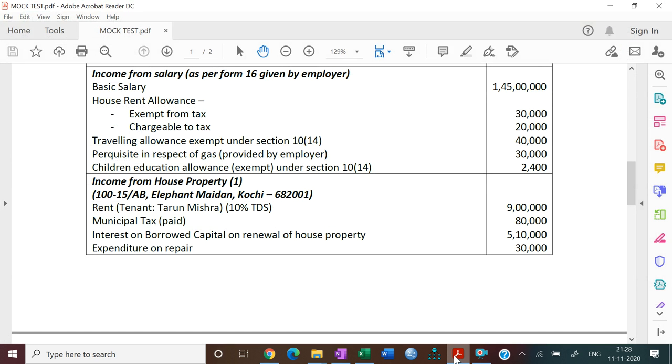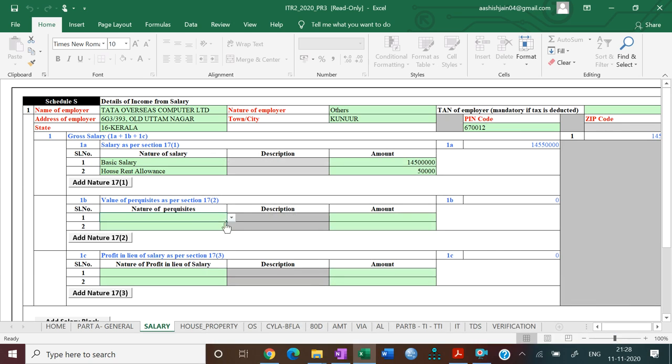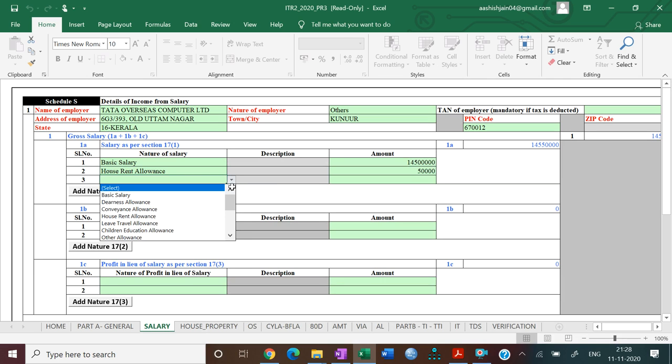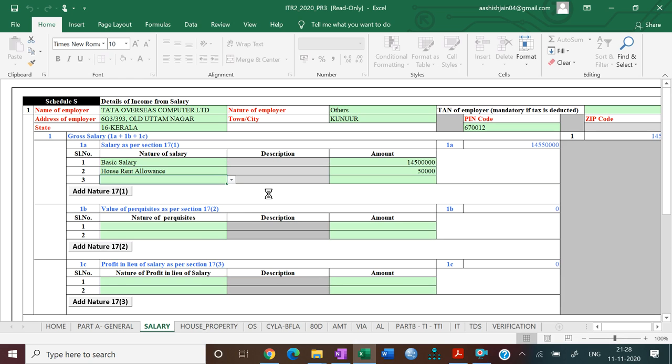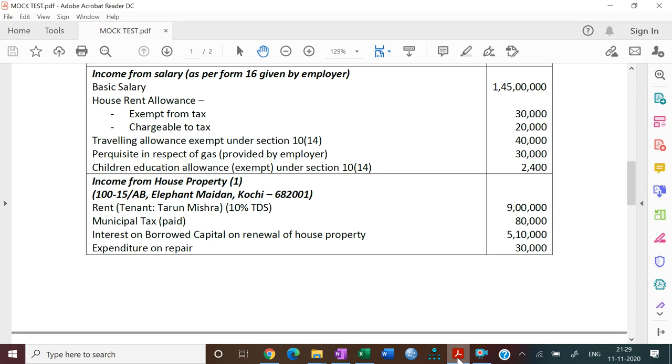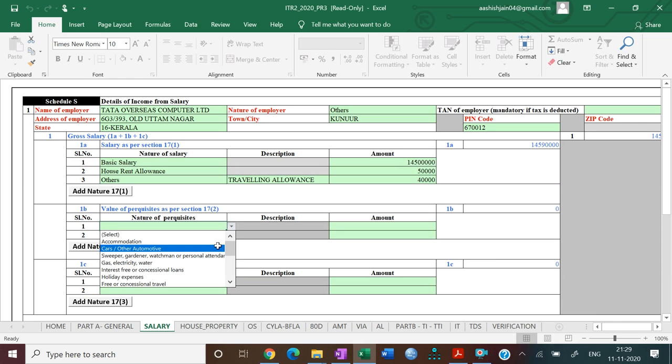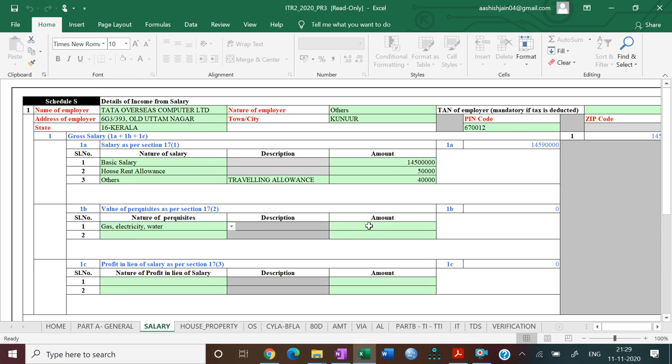Now the next amount received by SSE is traveling allowance amounting rupees 40,000. So we will put it in others, and then we will put the description here, that is traveling allowance, amounting rupees 40,000. Now the next one is perquisite in respect of gas that is provided by the employer. So we will put in this section the nature of the perquisite: gas, electricity and water amounting rupees 30,000.